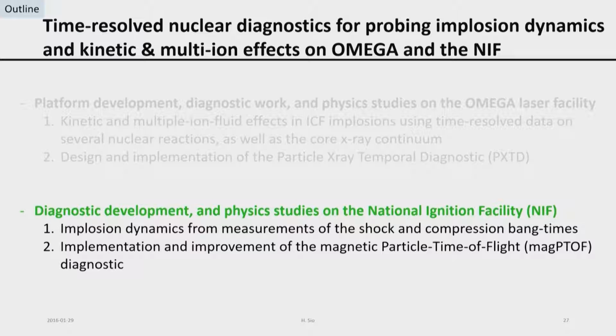So on the NIF, we're interested in looking at implosion dynamics from measurements of shock and compression bang time. And to do this, we have implemented an improved diagnostic we call the magnetic particle time of flight diagnostic, for which I'm the responsible scientist on the NIF.